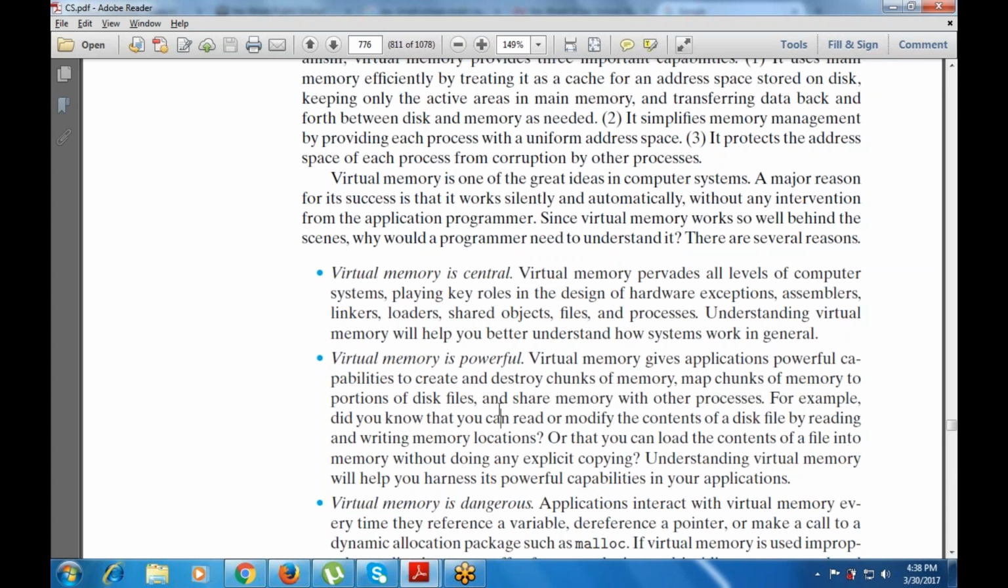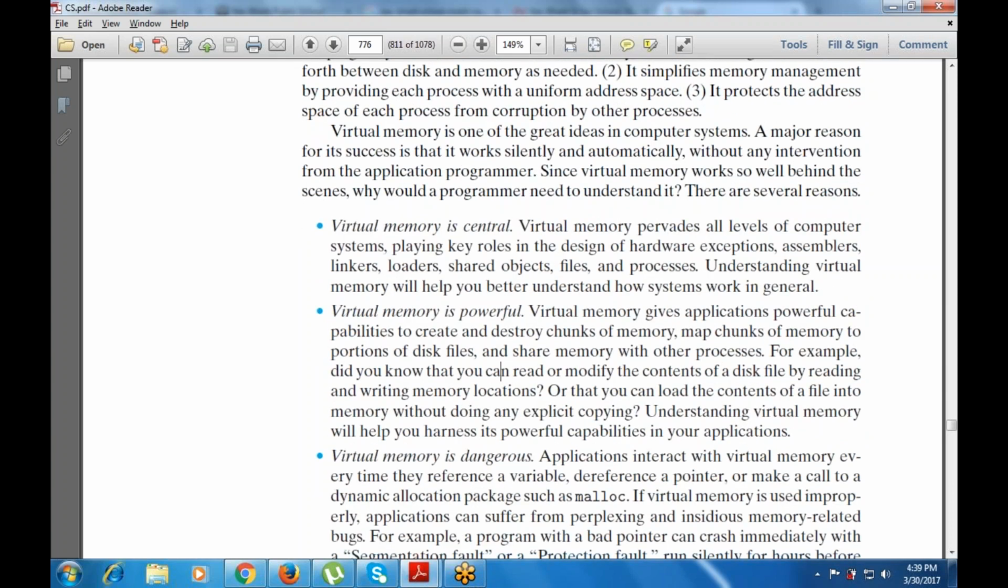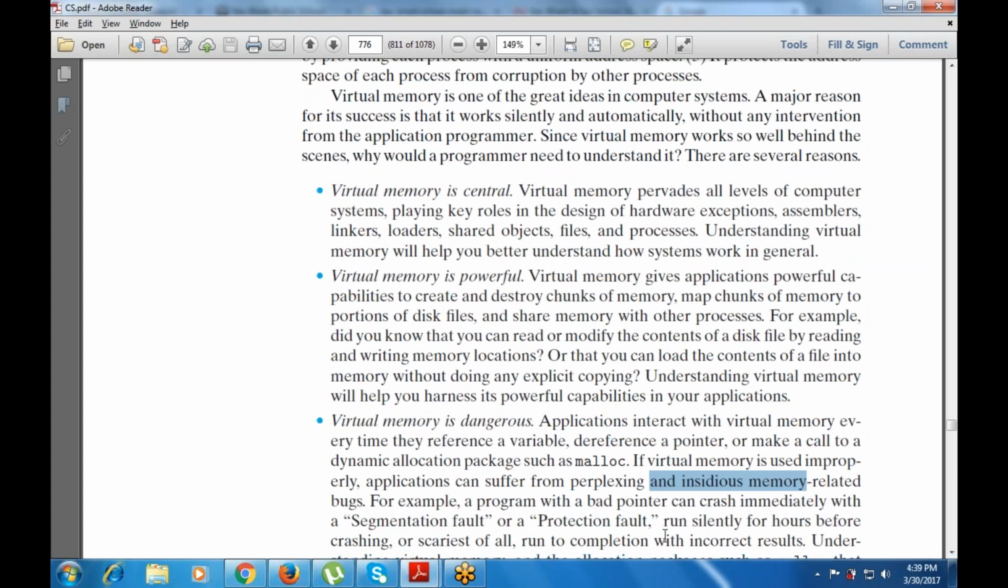Then virtual memory is dangerous. Applications interact with virtual memory every time they reference a variable, dereference a pointer, or make a call to a dynamic allocation package such as malloc. So virtual memory is dangerous in the sense that it is used with the malloc and calloc functions, and if it is used improperly, applications can suffer from perplexing memory-related bugs.